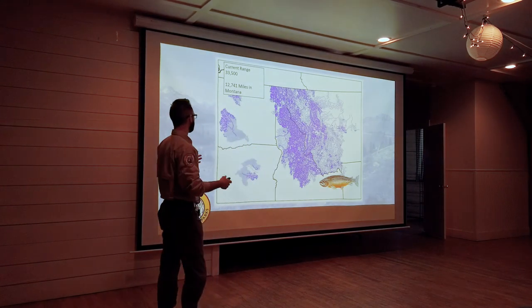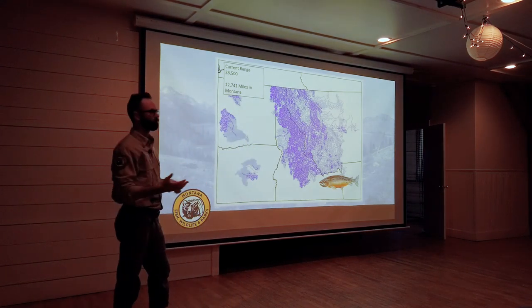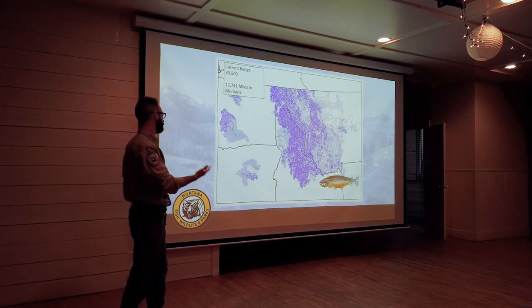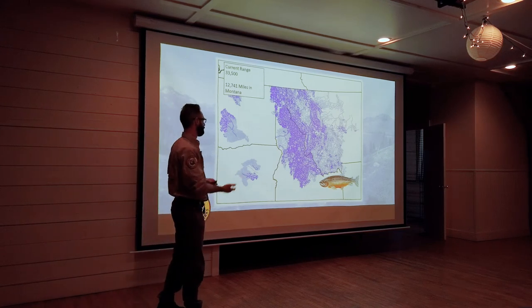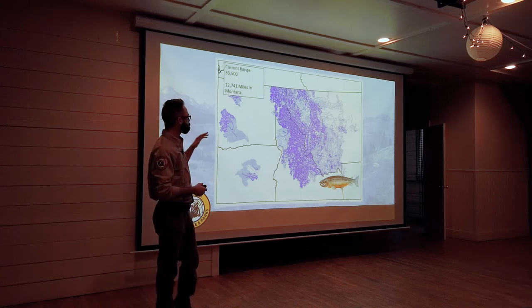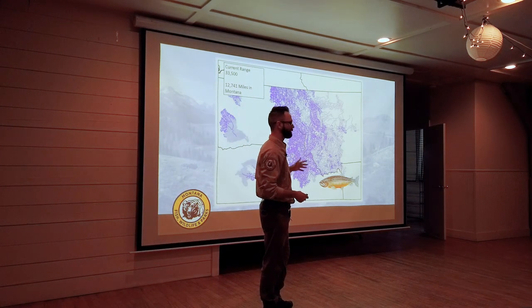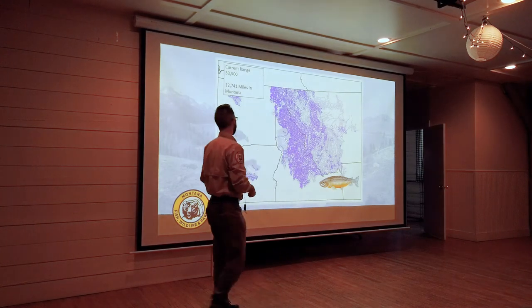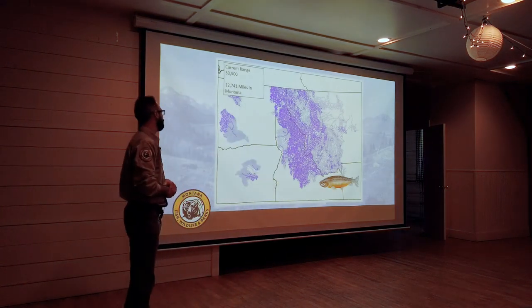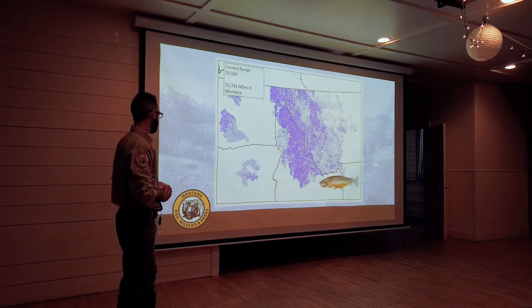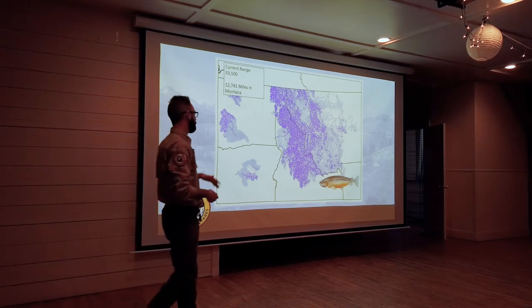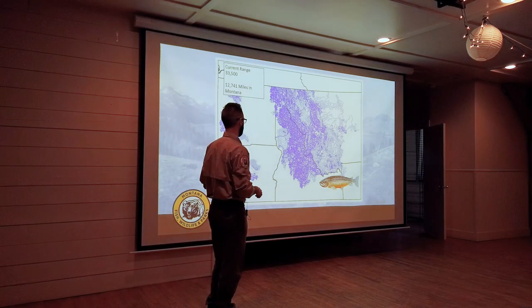But as I mentioned, the core of the habitat is centered along that Idaho-Montana border. In this figure, we have historically occupied habitat in gray, and the currently occupied habitat in this purple color. And you see right along that border, the core of the habitat is relatively intact. There's a lot of purple. But when you start looking out to the periphery, in the Cascades and the John Day, and especially on the east side of the Continental Divide, you see a lot more gray, a lot more disjunct populations.